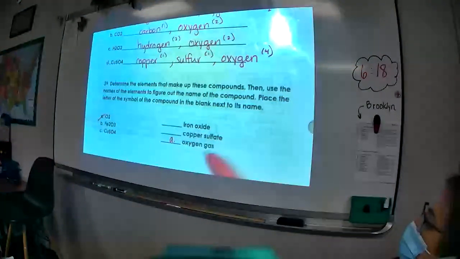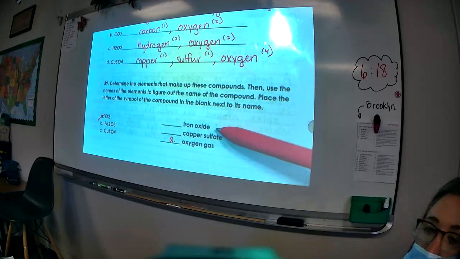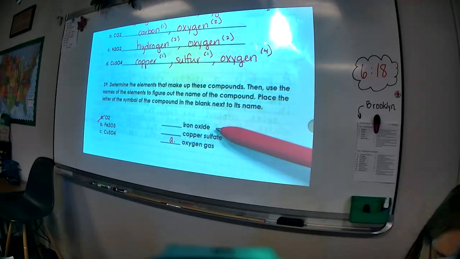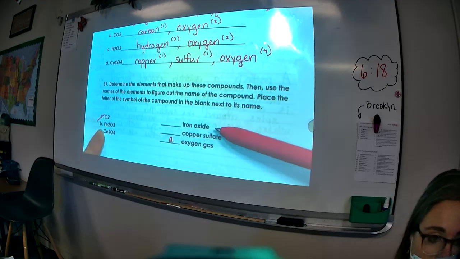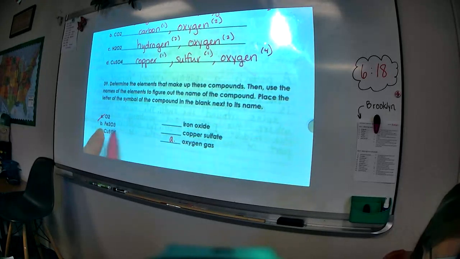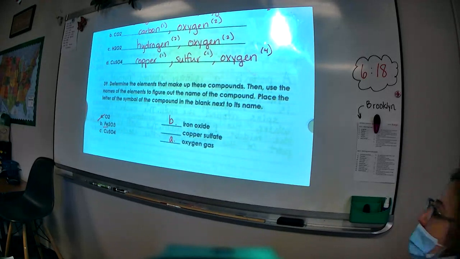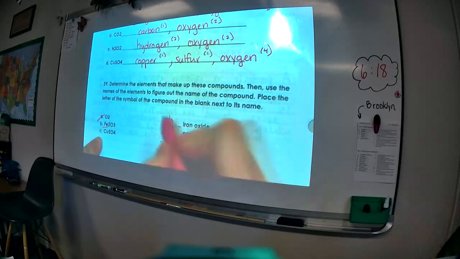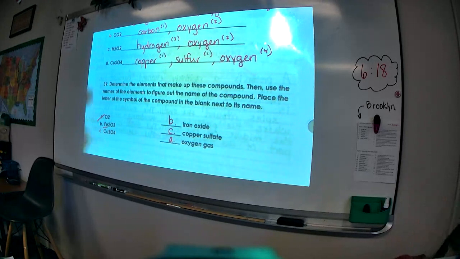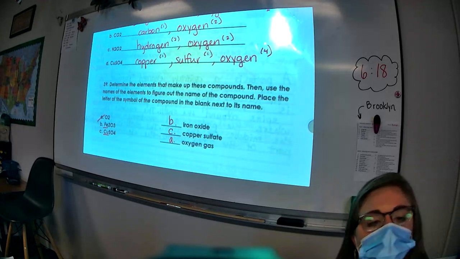Now, of the two that are left, B and C, which of them do you think is iron oxide? Why do you think it's B? Good, because Cu is copper. And actually, Fe is the symbol for iron. Okay? This is iron oxide, which means that C is copper sulfate, which makes sense because Cu is the symbol for copper.